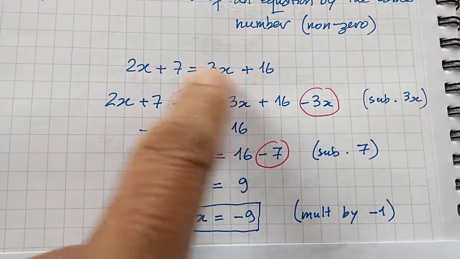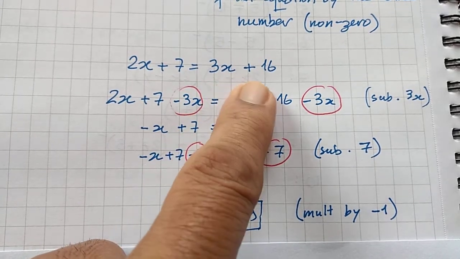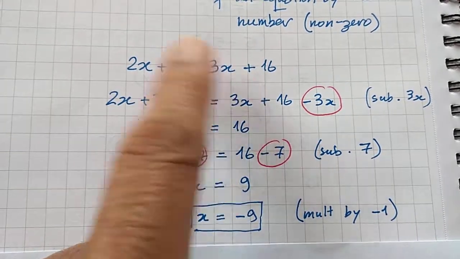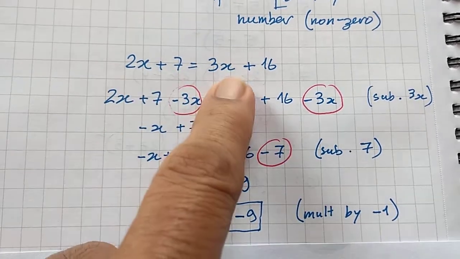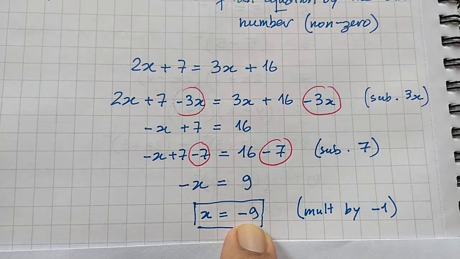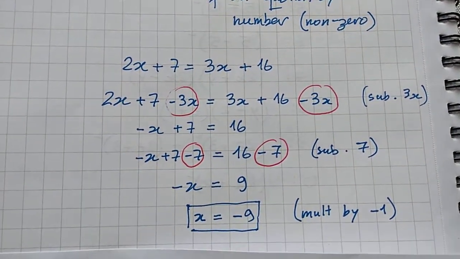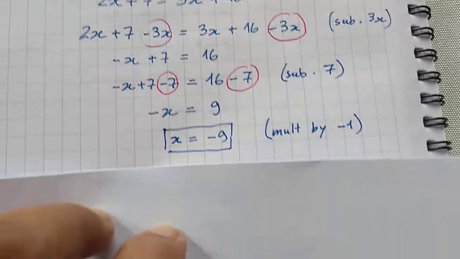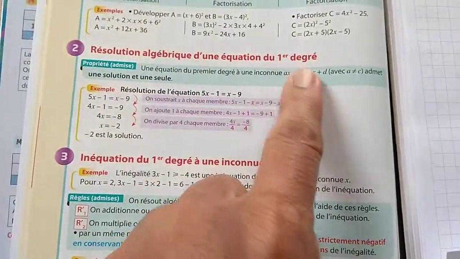If you plug it into the membre gauche and calculate, and you plug it into the membre droite and calculate independently, you will find that both numbers come out to the same value, which means that x is equal to minus 9 is indeed the solution of this equation. Okay, so now this is a quick recap of this part of the book.